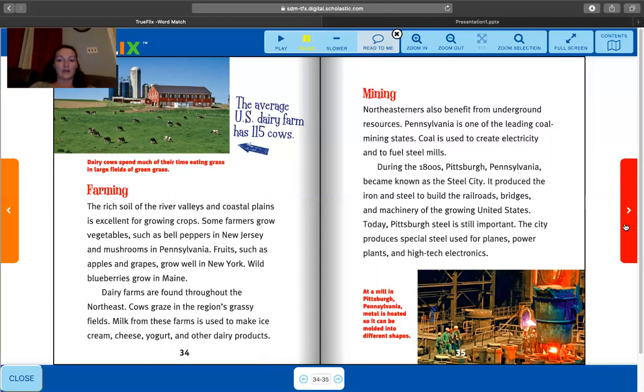During the 1800s, Pittsburgh, Pennsylvania became known as the Steel City. It produced the iron and steel to build the railroads, bridges, and machinery of the growing United States. Today, Pittsburgh steel is still important. The city produces special steel used for planes, power plants, and high-tech electronics.